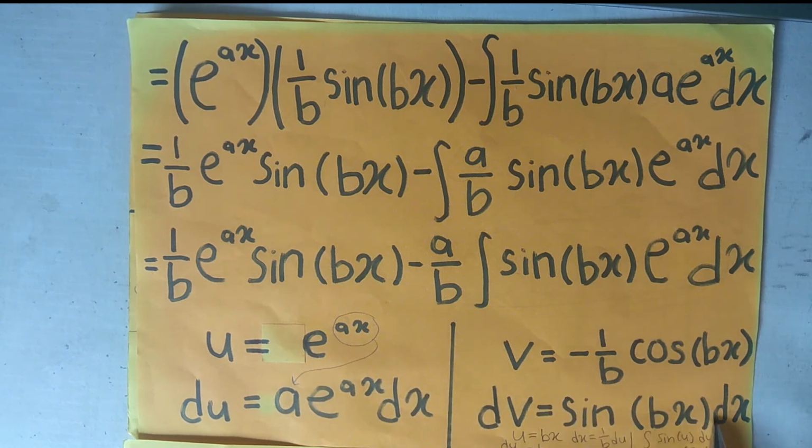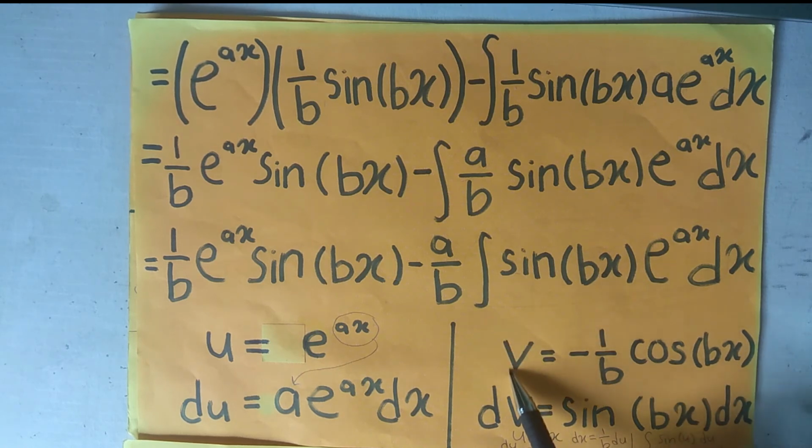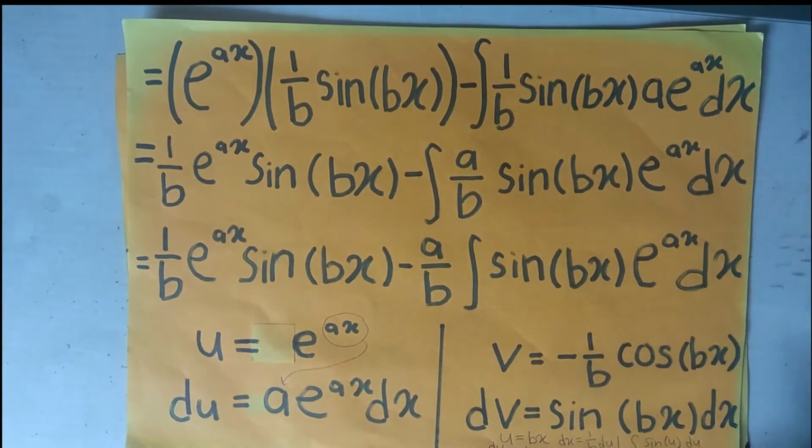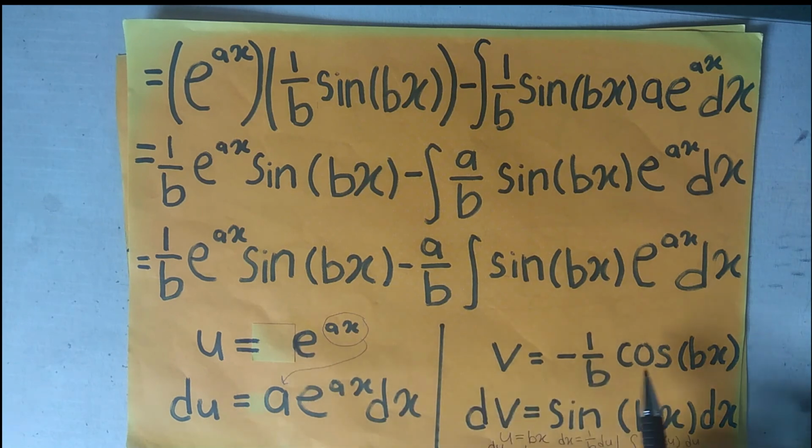And for dv, we use u substitution, we let u equal to bx, and du over dx equal to b, and dx is 1 over b du. And we integrate sin u du equal to negative cos u, and we multiply together, and we get v equal to negative 1 over b cos bx. After we get all the answers, we take them to the general form of the IBP for this equation, and we get this.